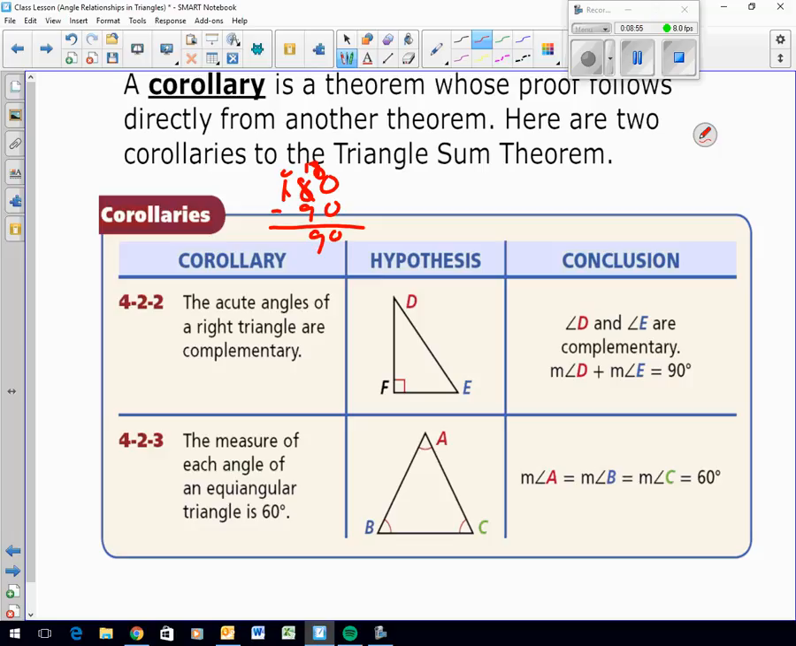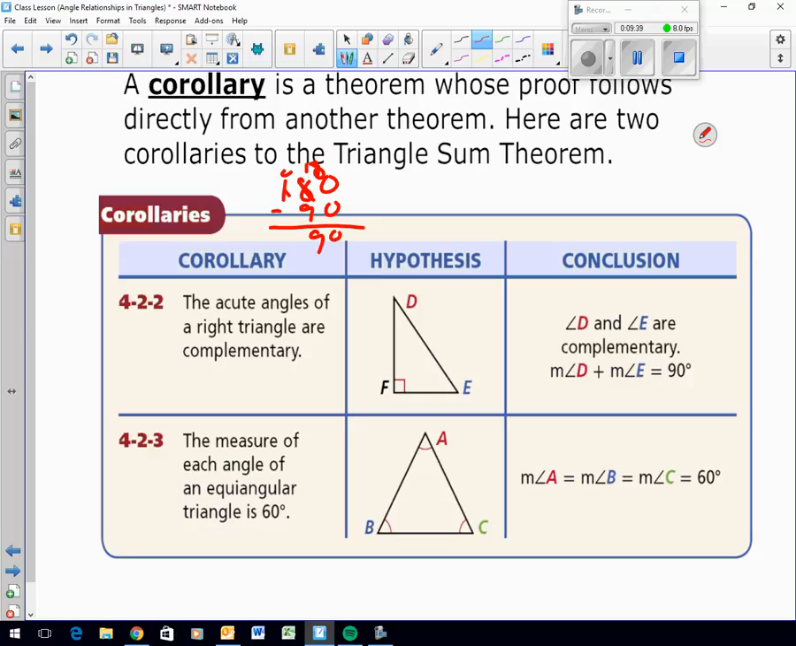Every single time you have a right triangle, the acute angles, meaning the non-right angles, have to be complementary because they always have to add up to be 90 degrees. They could be 89 and 1. They could be 45 and 45. They could be 50 and 40. They could be any pair that adds up to 90.